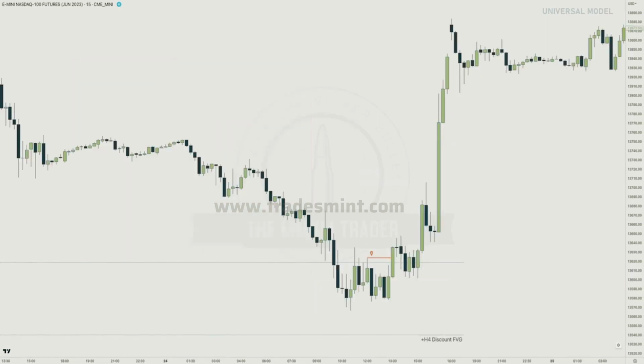Now let's dive into the intermediate term perspective, right? We want to line up our intermediate term perspective with our long-term perspective. So over here, we've got a break of structure, right? So our intermediate term perspective is in line with our long-term perspective.